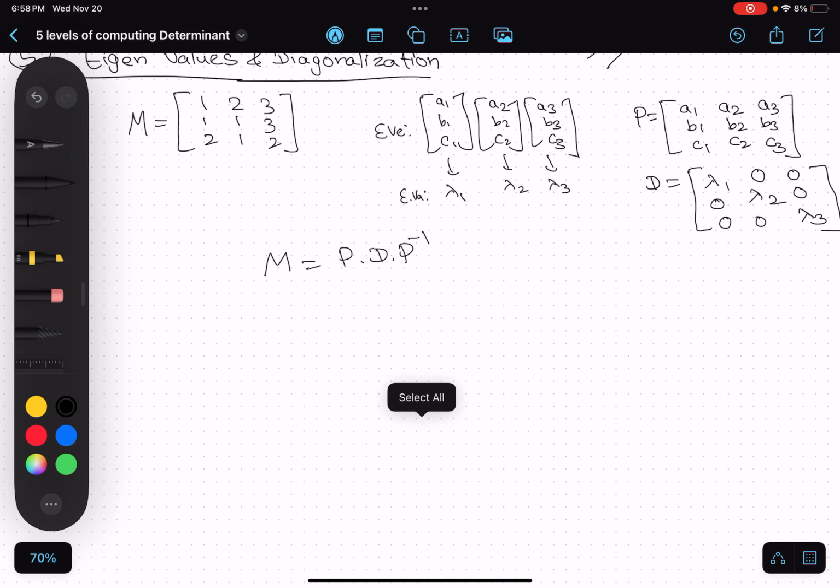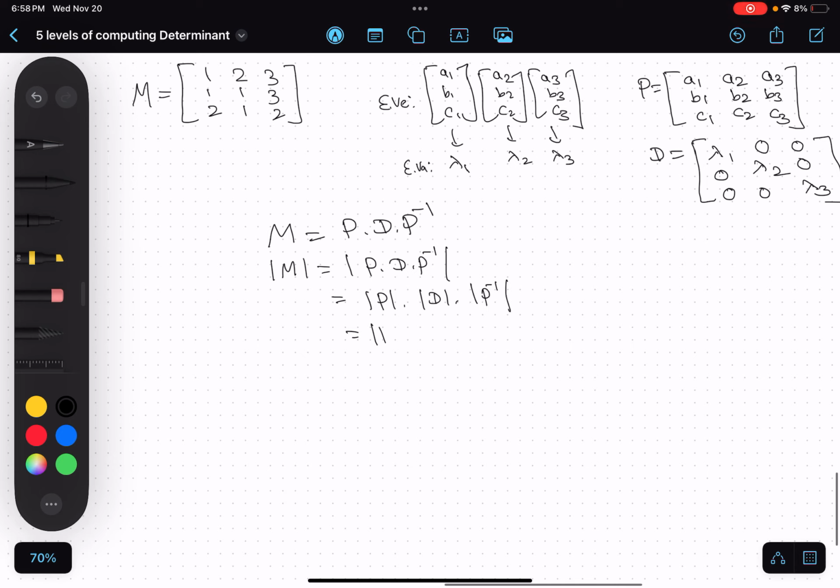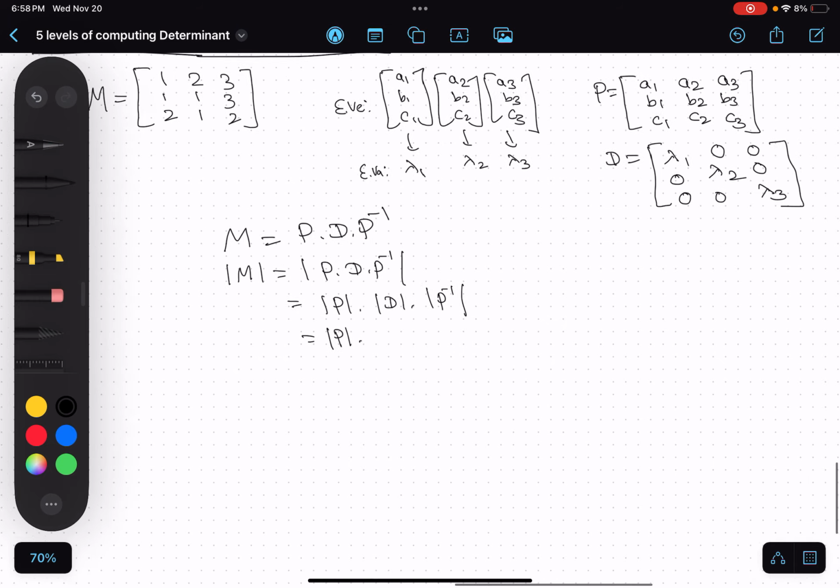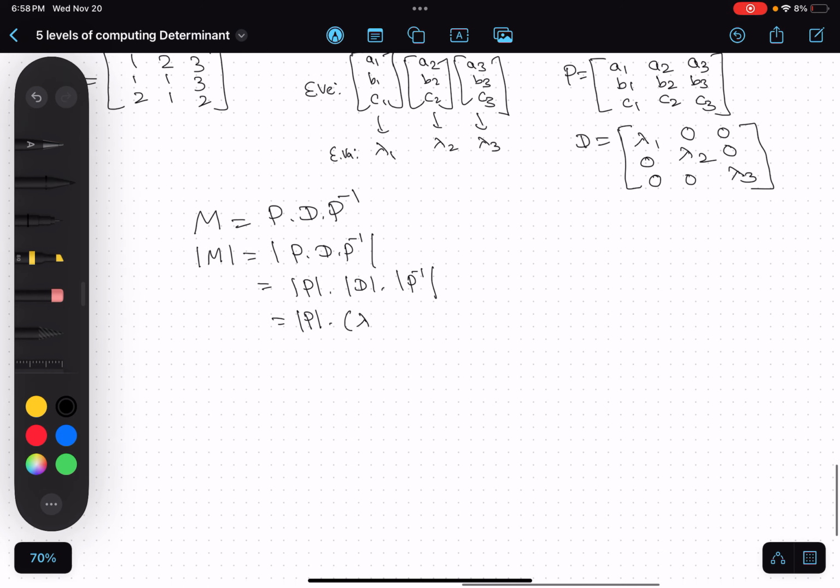Now the helpfulness of knowing this fact is that if I want to find the determinant of matrix M, this will just be the determinant of this whole thing, and this will be determinant of P, determinant of D, determinant of P inverse, right? Determinant of P, let it be as it is. Now since D, this diagonal matrix, is also a triangular matrix, both lower triangular and upper triangular, you can clearly see that, right? And if it's a triangular matrix, the determinant will just be the product of the diagonals. So this will just be lambda 1 times lambda 2 times lambda 3, right?